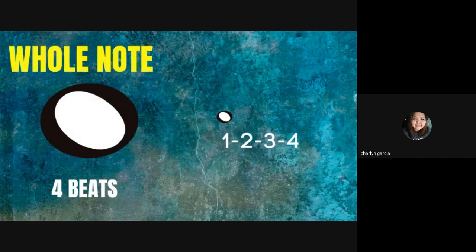Let us go to the different kinds of notes. The first kind of note is the whole note. A whole note has 4 beats. Paano yung 4 beats? Ang counting natin ay 1, 2, 3, 4. Again, that is 1, 2, 3, 4. That is the whole note.